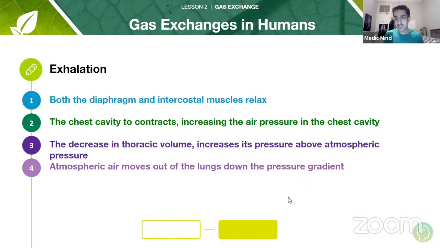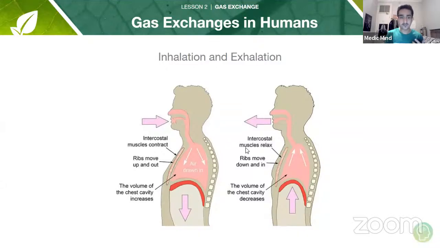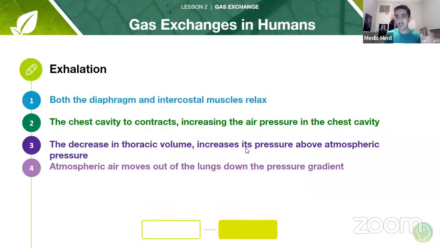Why does the chest cavity contract? The chest cavity contracts, but that doesn't mean that it actually contracts. What it means is the size of it contracts, which means it gets smaller. Contraction is the other term for it, so we'll change the term. The chest cavity decreases in volume. It gets smaller. It doesn't actually contract.